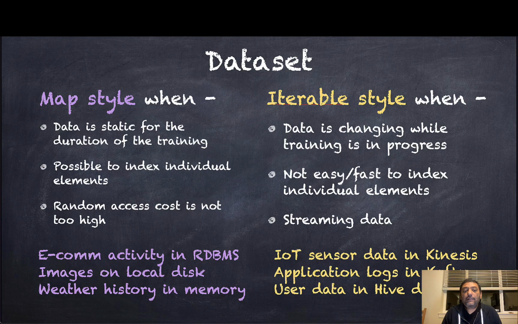And what I mean by that is if you have, let's say, 300 million photos that you're going to be learning a computer vision model from, those 300 million photos remain those 300 million photos while you're training. They don't change. You don't have new photos added or some photos deleted or whatnot. The second characteristic is when it's possible to index individual elements in the dataset.